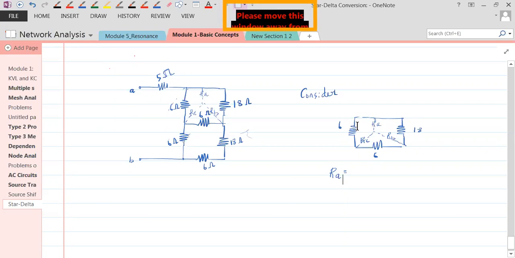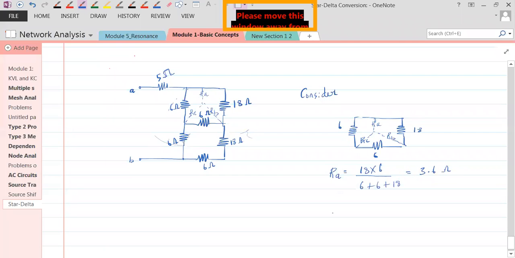You should see the resistors which are there on both the sides. So it's 18 into 6 in the numerator, divided by all the resistors, 6 plus 6 plus 18. So what is this going to be? This is going to be 3.6 ohms.